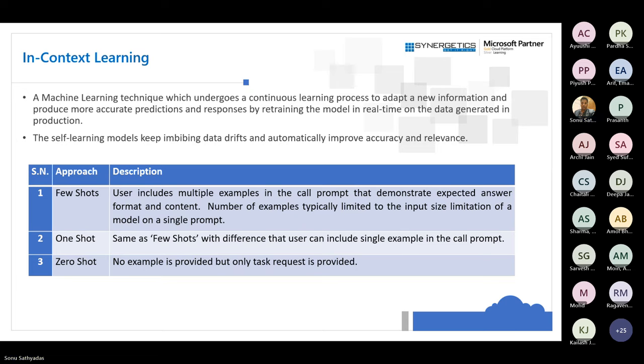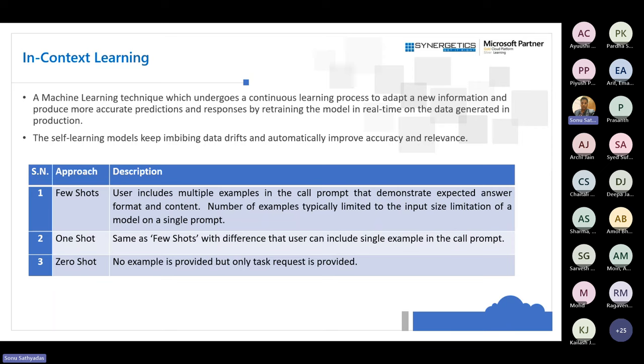So that means it is doing the training using the example that you have given, and then it is generating the response using the structure of that example. So it depends on the number of examples you mention in your prompt. We can say it may be few shot learning, or one shot, or zero shot. Few shot means the user includes multiple examples in the call prompt that demonstrate the expected answer format and content. The number of examples is typically limited by the input size limitation of the model on a single prompt.